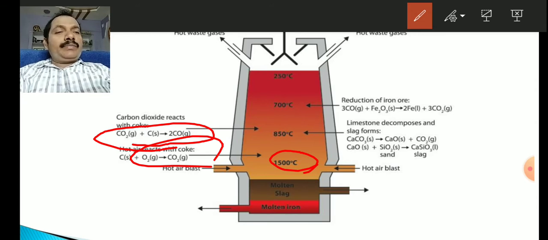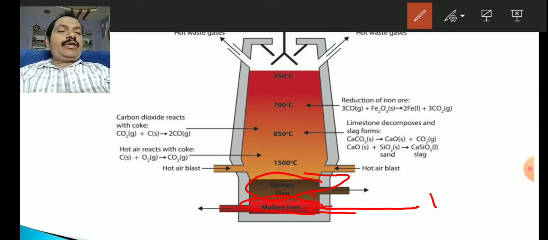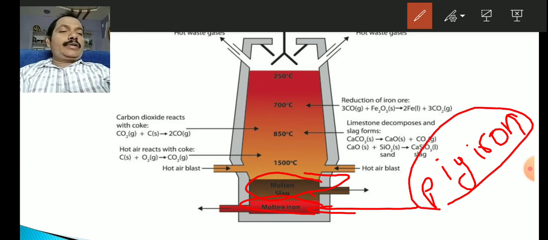So at the bottom, what you observe is, at the bottom, two liquids we will find. One liquid is slag, another liquid is pig iron. So this bottom liquid is called pig iron. So this pig iron is important. So pig iron forms at the bottom, which is used for steel making.